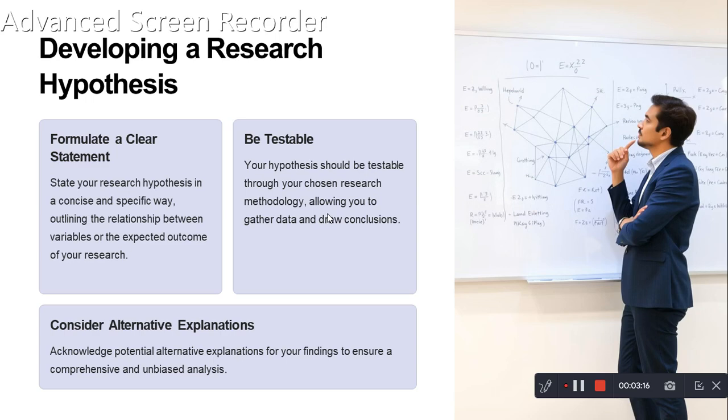Third one, developing a research hypothesis, which is to formulate the problem. That is most important. So state your research hypothesis in a concise and specific way. Outline the relationship between the variables and the expected outcome of the research. Developing a research hypothesis in the sense of developing a research question. So you should find the answer for that question.